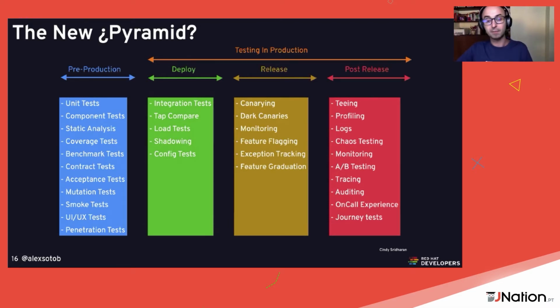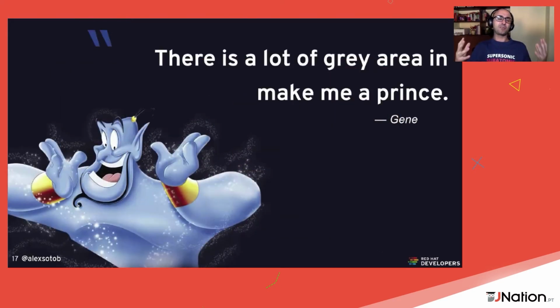It's a post-release technique: monitoring, A/B testing, tracing, auditing, on-call experience, or journey tests. All these tests happen when we already have public traffic reaching our service. Of course, I know that you've seen a lot of new words, new test methodologies, and you don't need to start doing all of them at once. Just pick some and start applying these techniques with the easiest services, for example stateless services, or services that have a lot of reads but not a lot of writes, and step by step move towards testing in production.